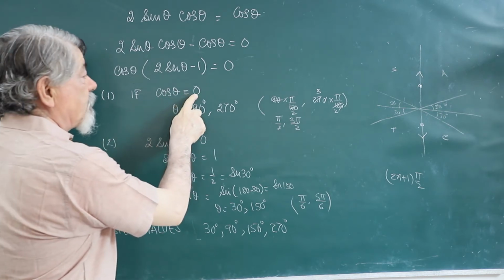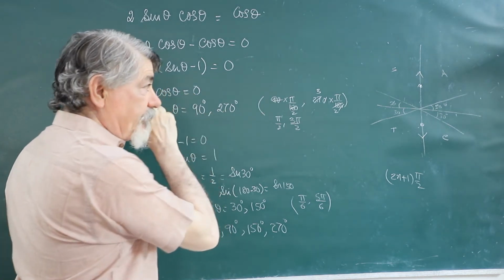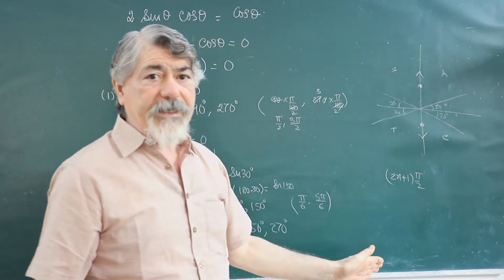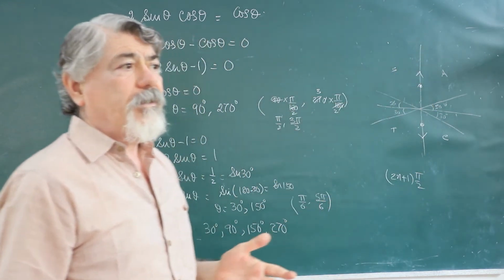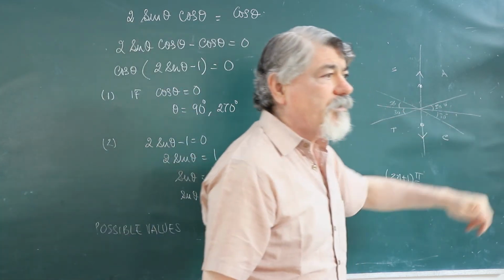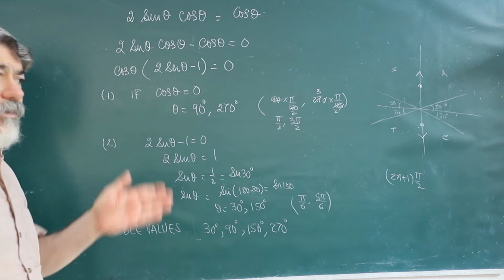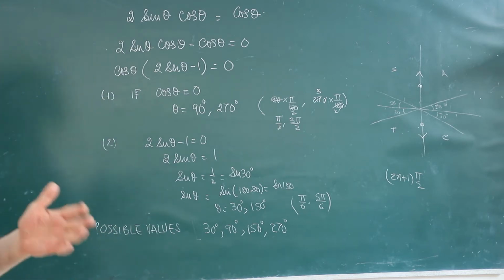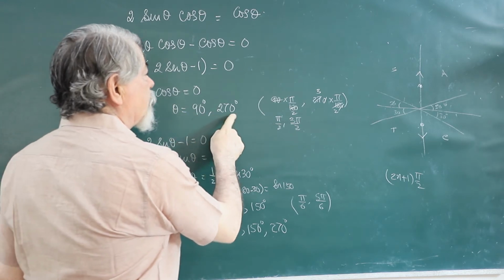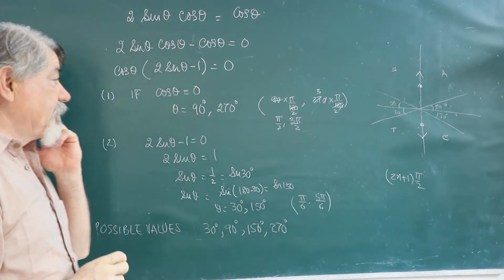If cos theta is 0, theta will become 90 and 270, because at the y-axis, cos theta will be 0 always. Like sin theta is always 0 on the x-axis, cos theta is always 0 on the y-axis, that is, odd multiples of pi by 2. So possible values can be 90 and 270 between 0 and 360.